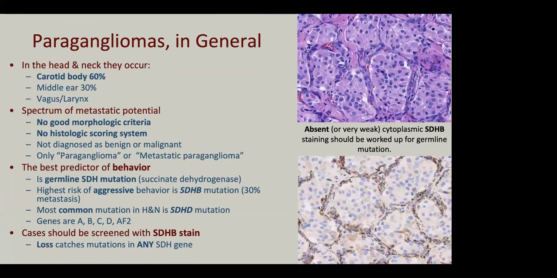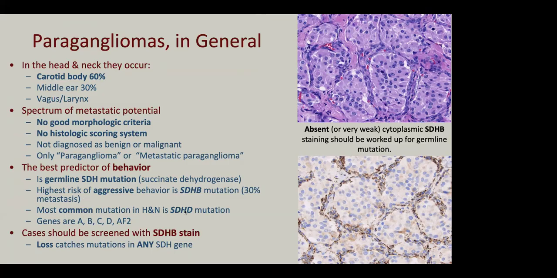For all paragangliomas of the head and neck, we should be screening these patients for possible succinate dehydrogenase germline mutation. So if you get a paraganglioma of the head and neck, do the SDH stain. We have it here. We should be doing it on all paragangliomas. The reason is because germline mutation is the most predictive of behavior. For SDHB, germline mutations have aggressive behavior.